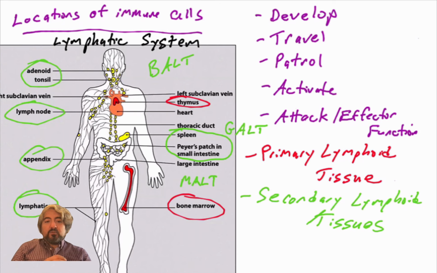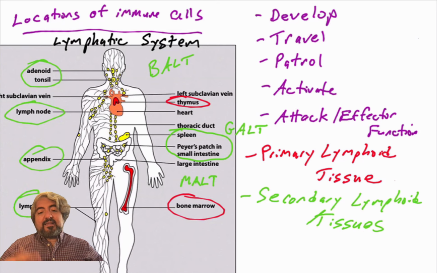The appendix and the spleen are also part of secondary lymphoid tissues. They will contain immune cells. Our spleen is there to filter our blood. The spleen contains immune cells, but will also try to capture any pathogens that are present in the blood. So we're going to find immune cells activating in our secondary lymphoid tissues. Not the only place they activate, but that's where they are often patrolling and activating.